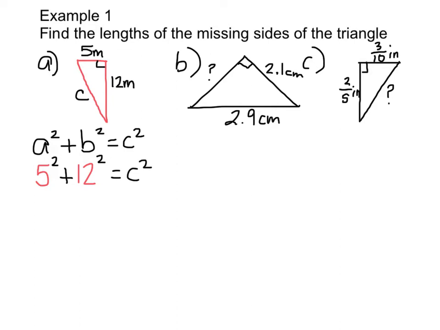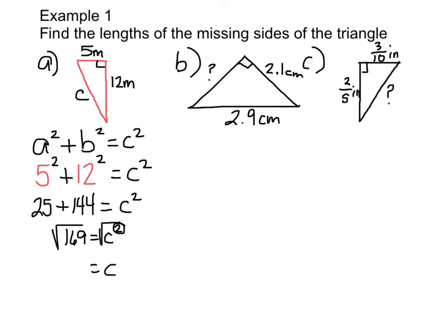So let's solve the equation. 5 to the second power is 25. 12 to the second power is 144, equals C squared. 25 plus 144 gives us 169, equals C squared. Remember, we have to do the inverse operations. We have to know what number to the second power gives you 169. The square root is the opposite of squaring something. So we take the square root, and C equals the square root of 169, which gives us 13. So the missing side, which is our hypotenuse, is 13 meters.